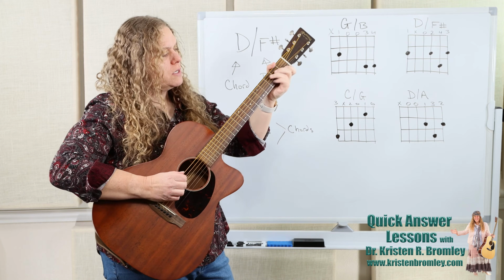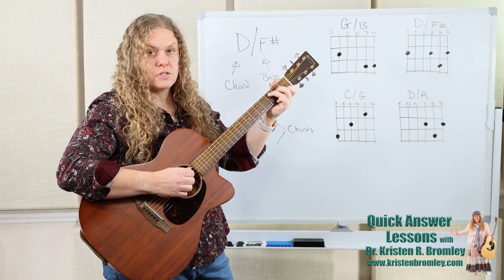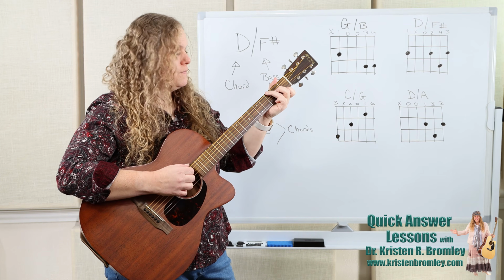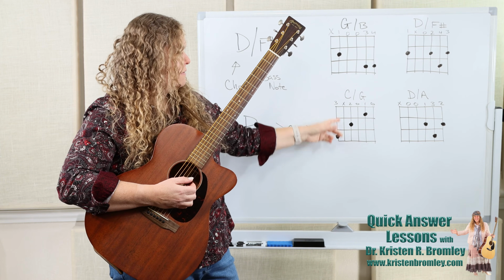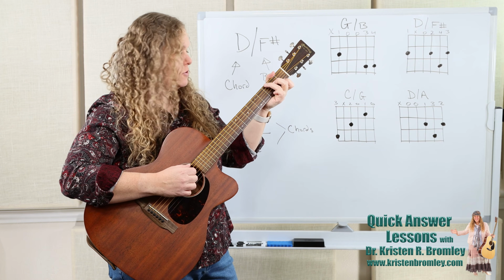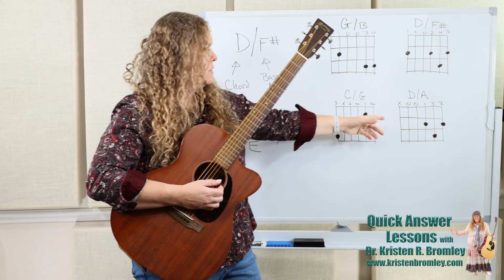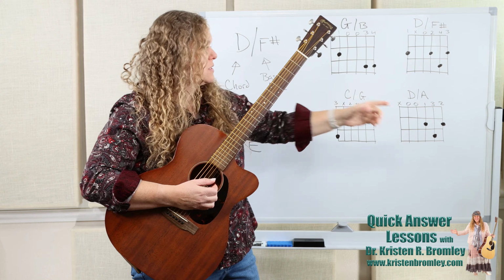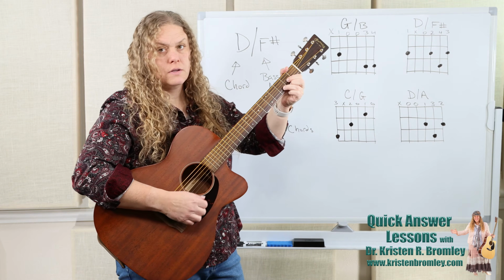C over G you run into, I've run into a few times. These are just some examples. With the ring finger, we mute the 5th string and the ring finger is down on the 6th string, playing that G. Or D over A is an easy one because we just have to play the open A string below it.